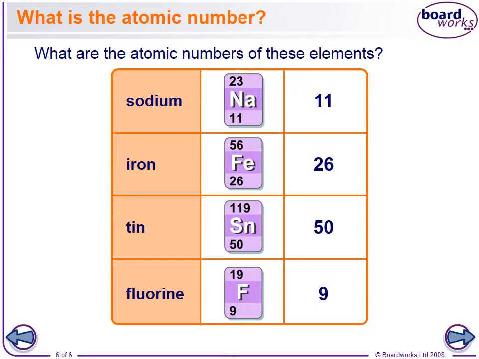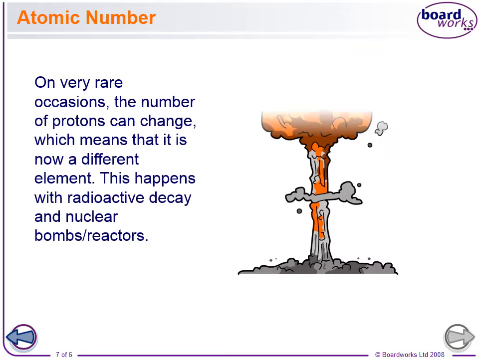Now, the smaller number, or the atomic number, is not always going to be on the bottom. It can be anywhere in that square. So it's really important for you to remember that it's the smaller number. On very, very rare occasions, the number of protons can change. That means it's now a different element. This happens with radioactive decay and nuclear bombs and reactors.